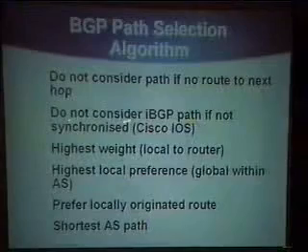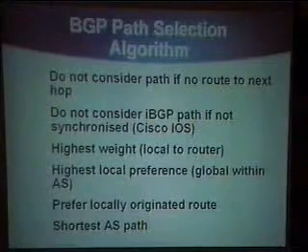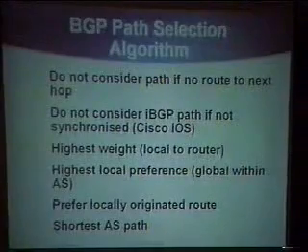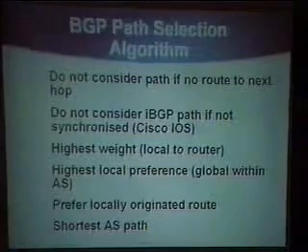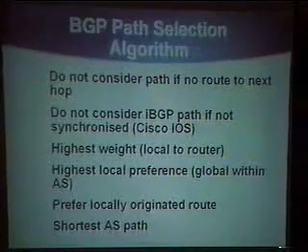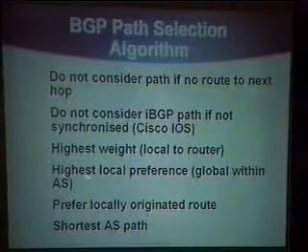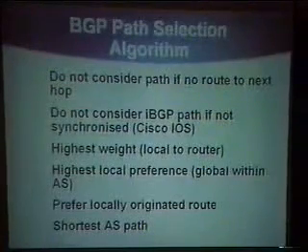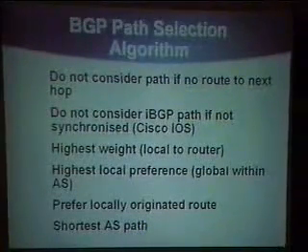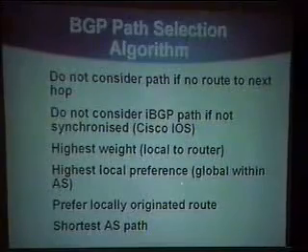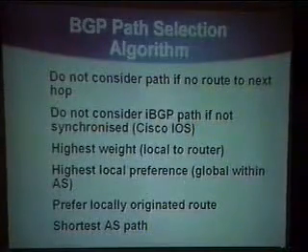Okay. Second one is peculiar to Cisco IOS. Don't consider the BGP path if it's not synchronized. Synchronization we'll cover a bit later. The next one, take the one path with the highest weight. If the weights are all the same, we then take the path with the highest local preference. So local preference, as you see, is really powerful. It's probably the first attribute that's of real use to you. You can override everything else with local preference.